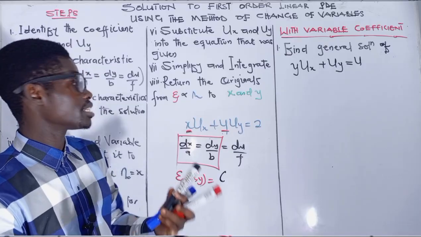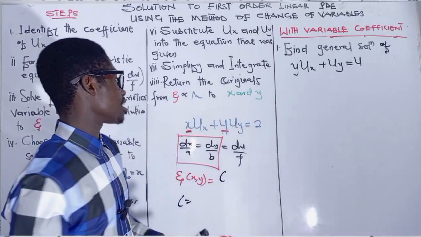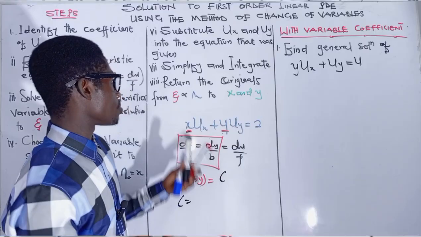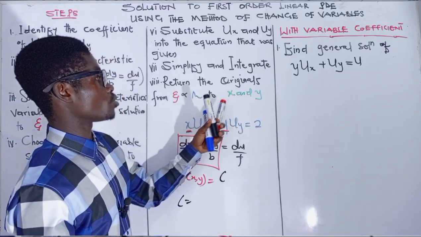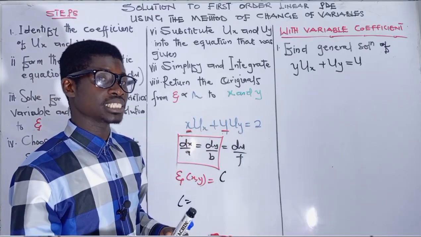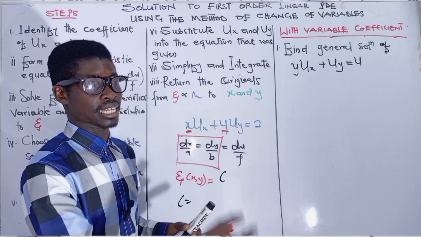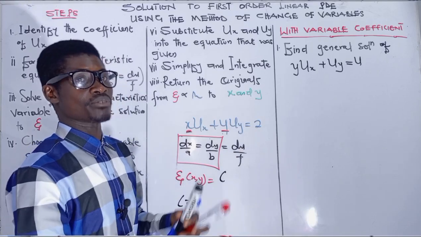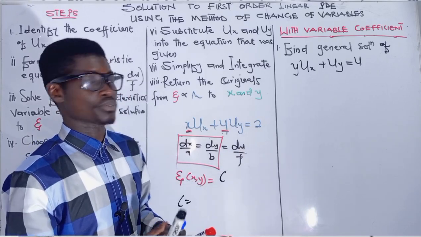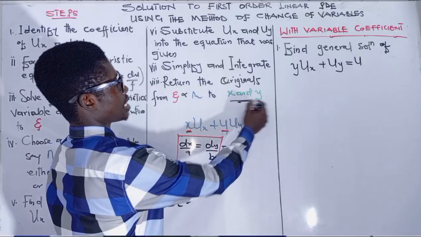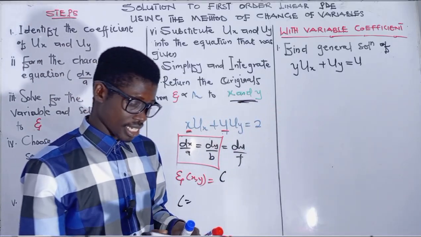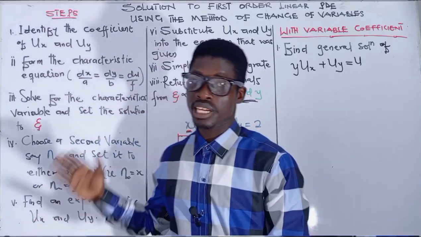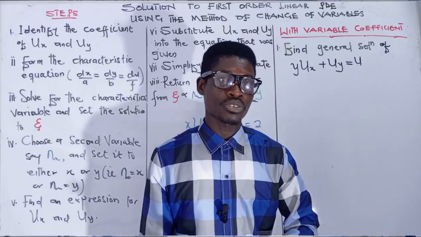Once you are done with everything, you return to the original variables from zaya and eta to x and y, because we changed the variables from x and y to zaya and eta. So after everything, we have to return our original variables, our x and y. These are the few steps that we have. You can write them down and they will guide you along.